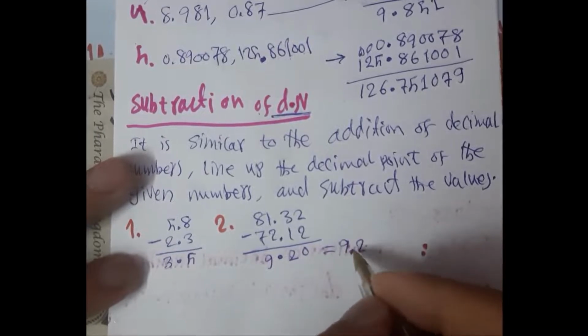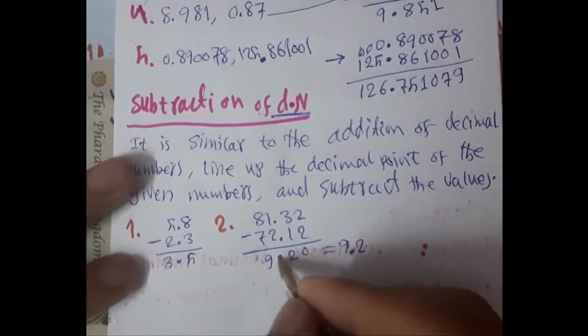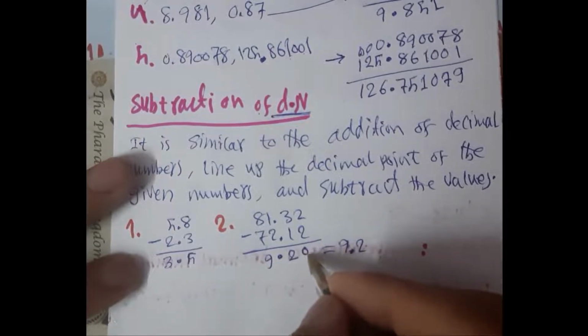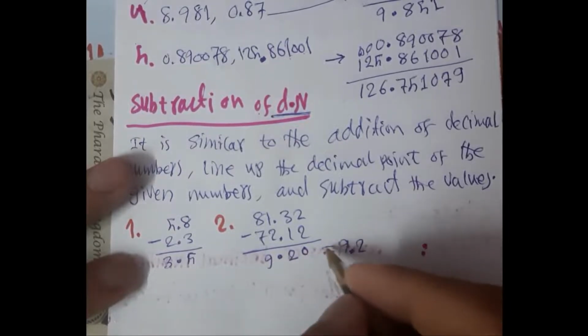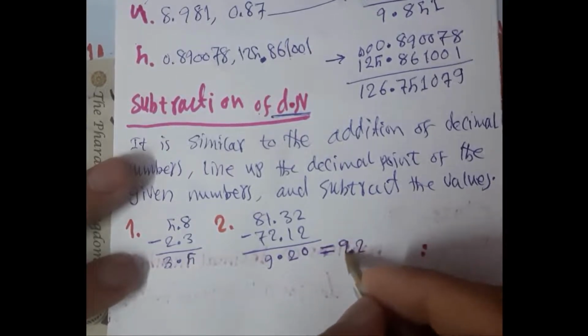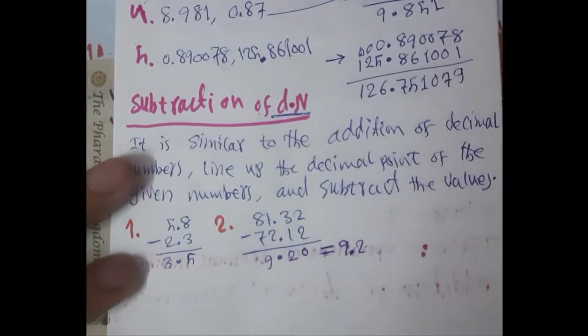9.2 is the answer. After the decimal point, on the right side of the number, if we have 0, it is not valuable, so we can remove that.